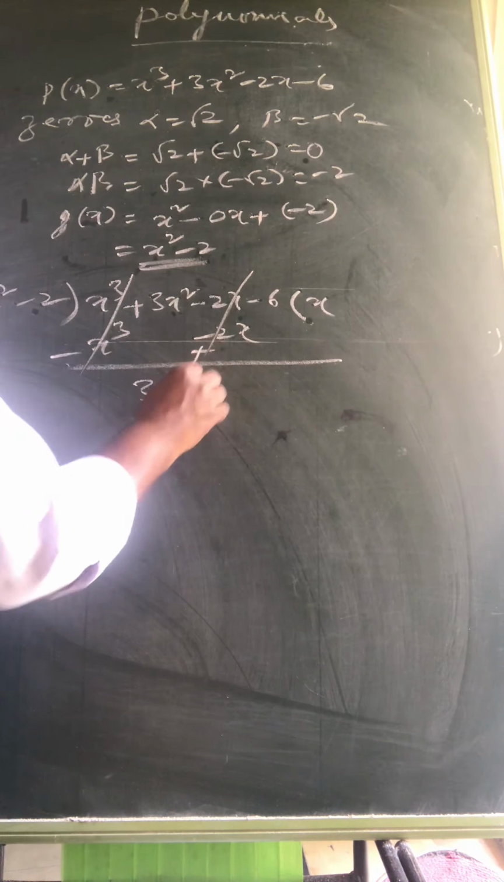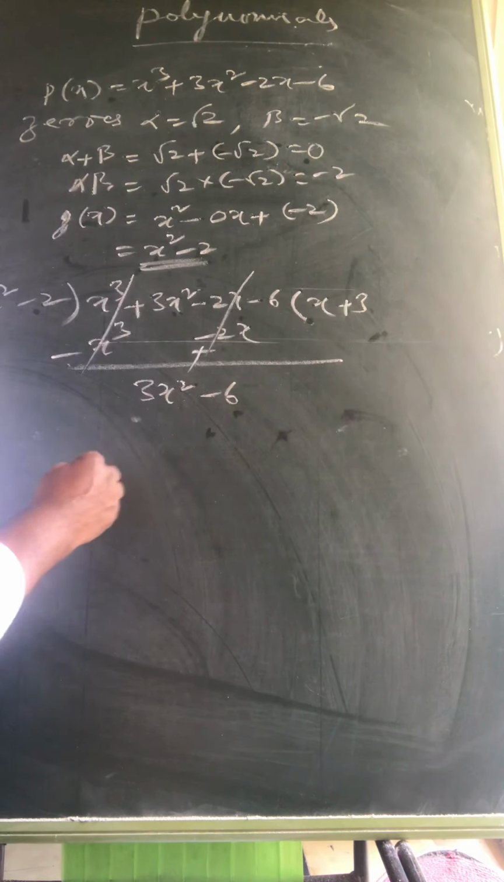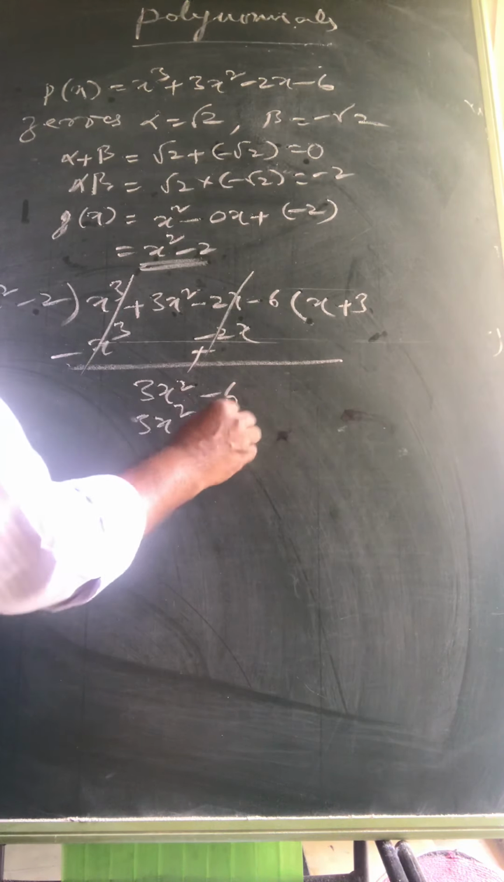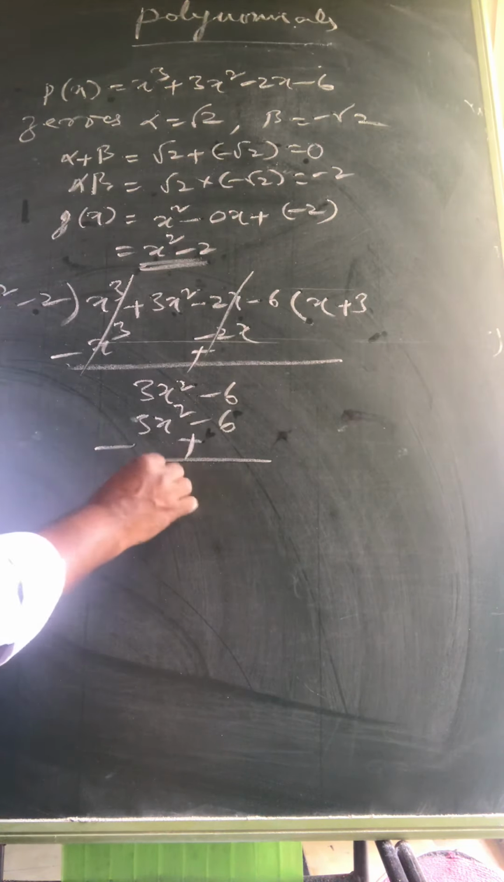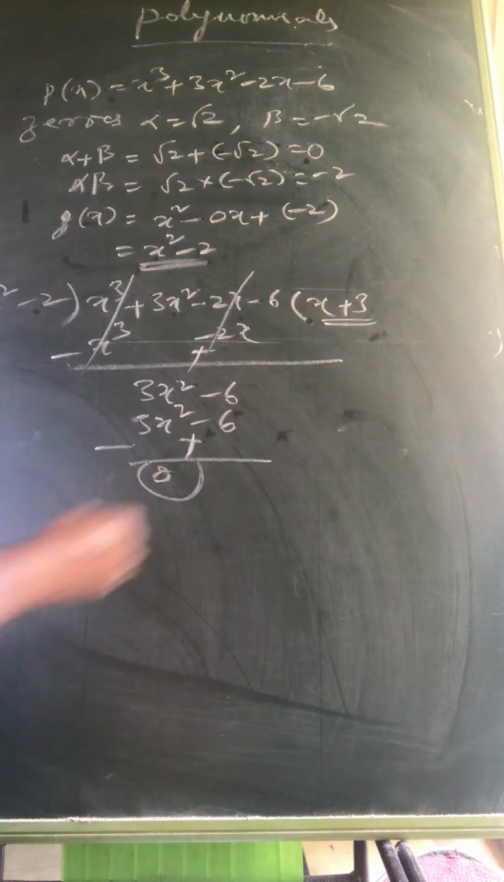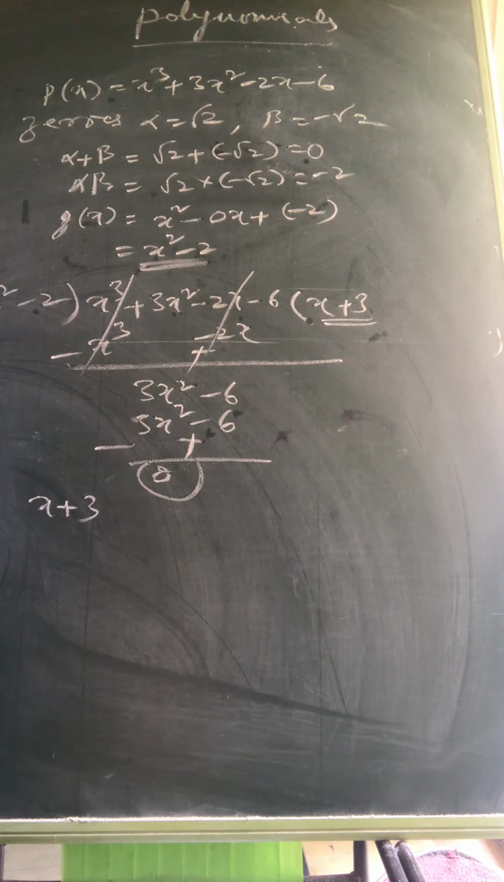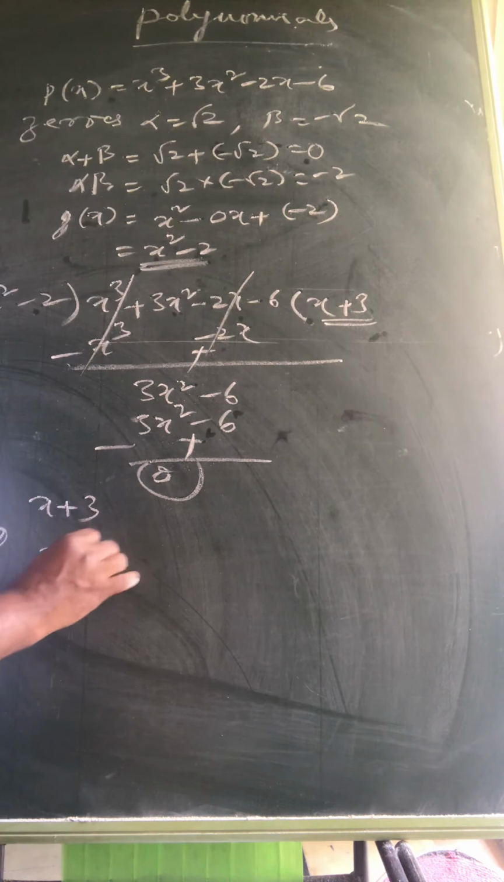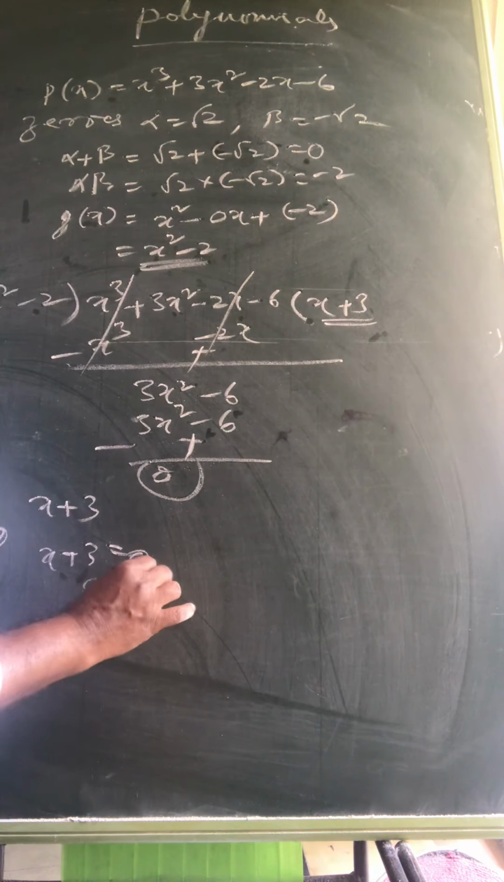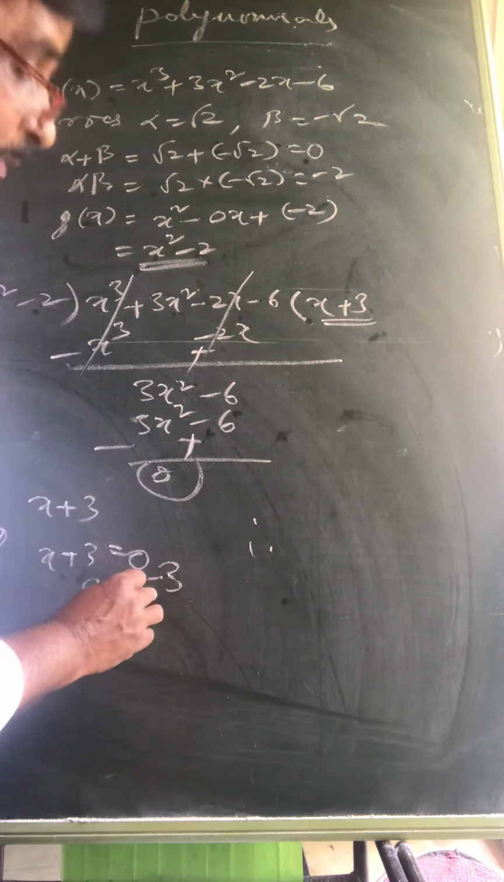Now 3x square minus 6. How many times will it go? Plus 3 times. 3x square minus 6, minus plus, 0 is the remainder. So how much did you get as the quotient here? x plus 3. To find the zero, what we have to do? The zero means x plus 3 is equal to 0, x is equal to minus 3. Therefore the third zero is minus 3.